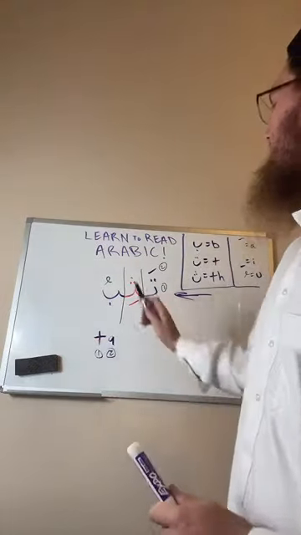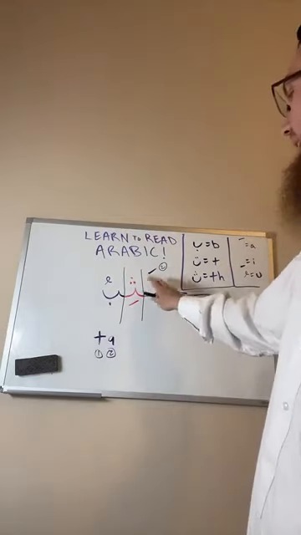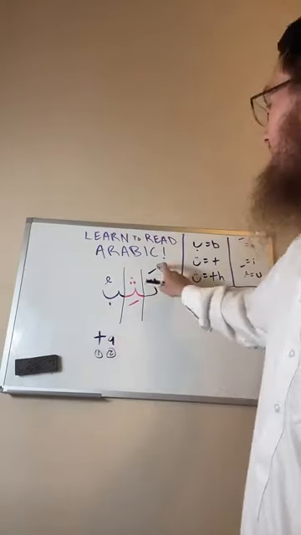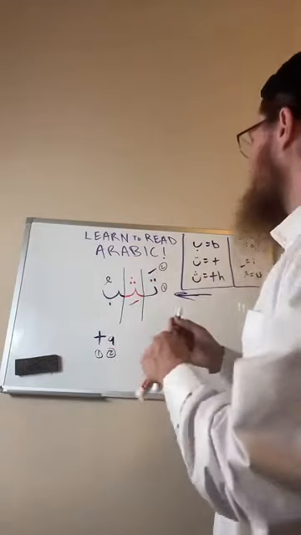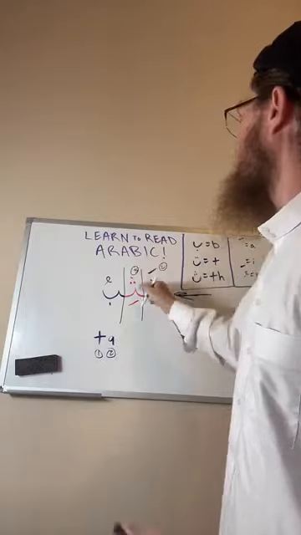Step number 3, we go to the next letter, right? So this is what? This is ta. It's the letter ta, sounds like T. Fatha sounds like A. Ta. Let's go to the next. So the third step would be we're going to look at the next letter.